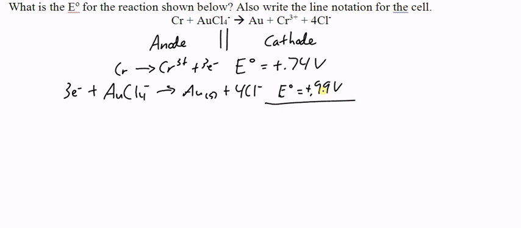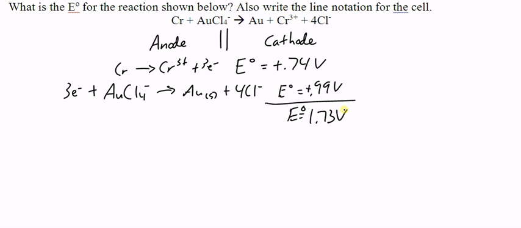And when I add everything up, looks like we're going to be at something around 1.73 volts for the cell.